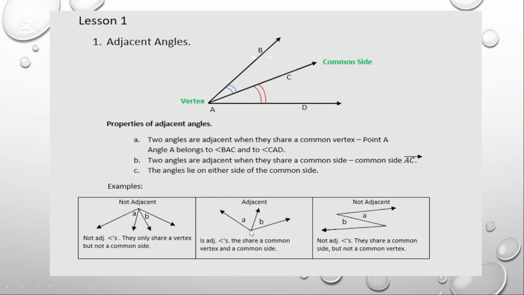Yes, they have a common vertex. Yes, they have a common side. And they are on both sides of the common side. They are adjacent. Look at these two here. Are they adjacent? They didn't have a common side. No, they are not, because they do not share a common vertex. That is the vertex of the angle marked A, and that is the vertex of the angle marked B.